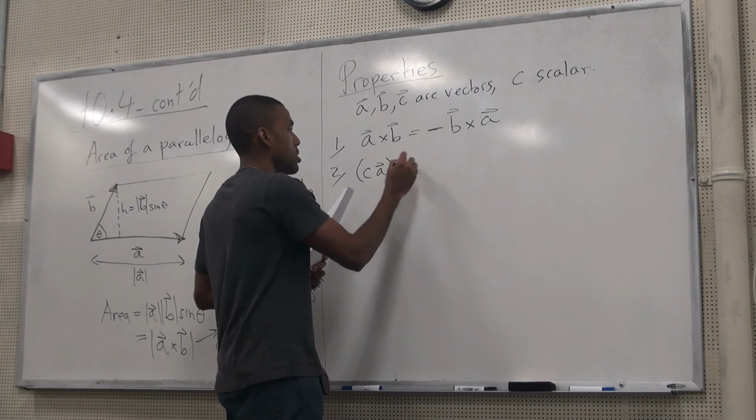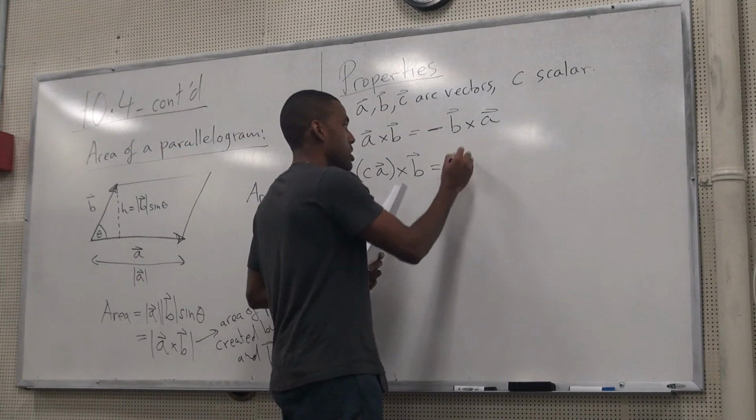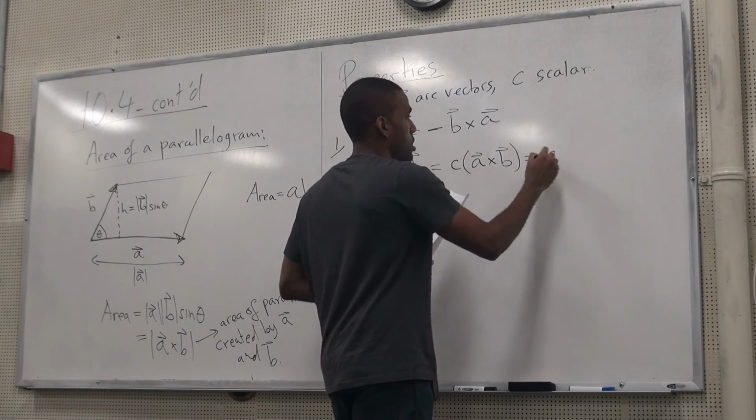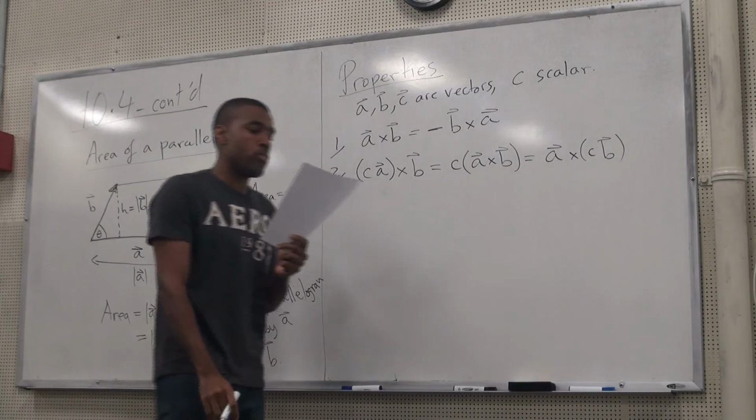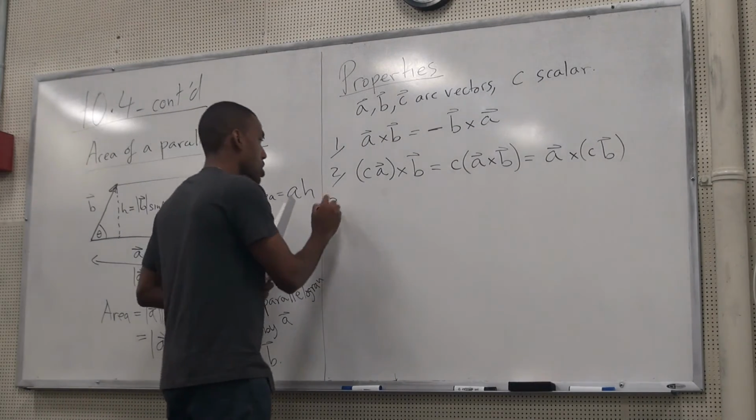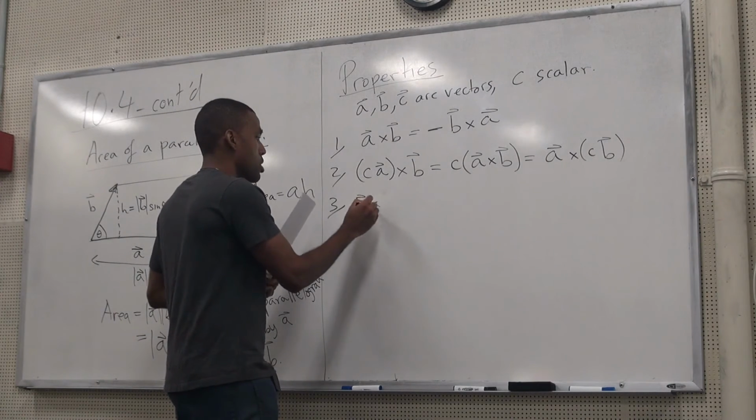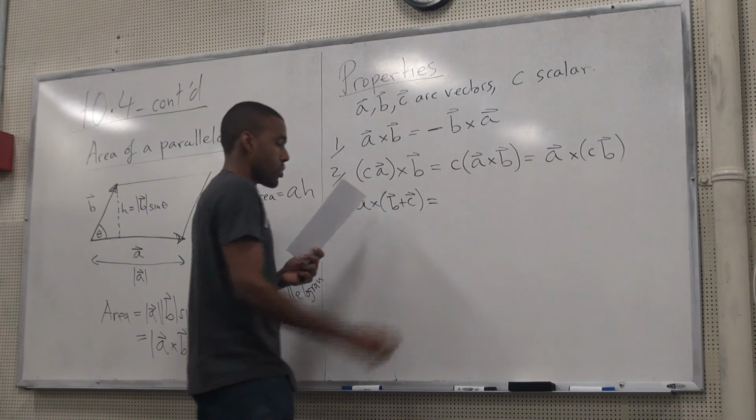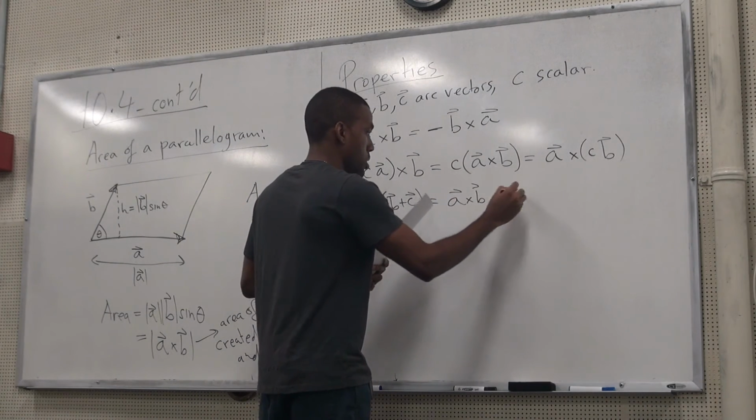But what about a scalar times this? It turns out we can still factor out scalars. That's actually not a problem. This is the same thing as this, which is actually the same thing as this. So scalars behave well with the cross product. The cross product can also be distributed. So if I have A cross product with the vectors B plus C, it is A cross B plus A cross C.